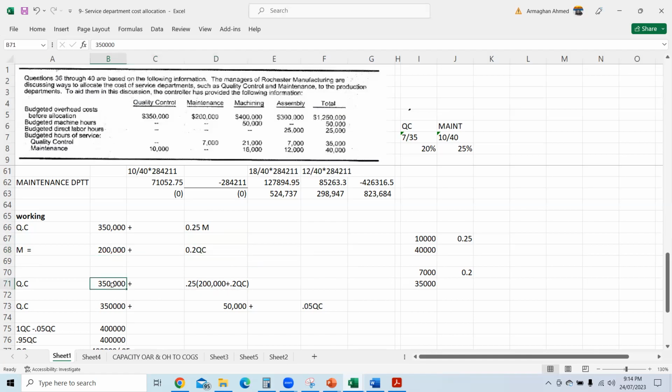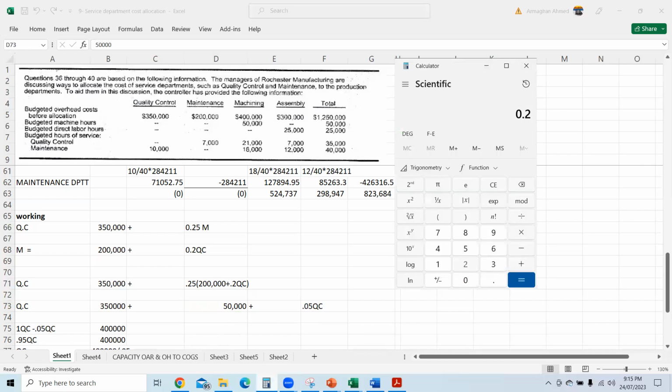Now this 50,000 stays as it is, because 0.25 is multiplying 200,000, right? 200 into 0.25 will be 50,000, okay? And 0.25 into 0.2 QC will be what? So 0.25 into 0.2, how much will it be? Check it. 0.25 into 0.2, how much is that?